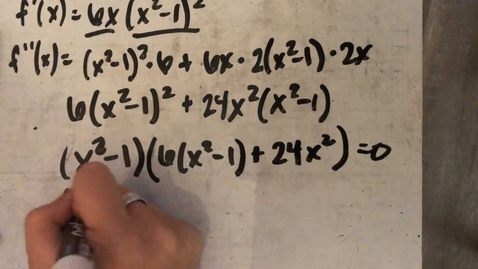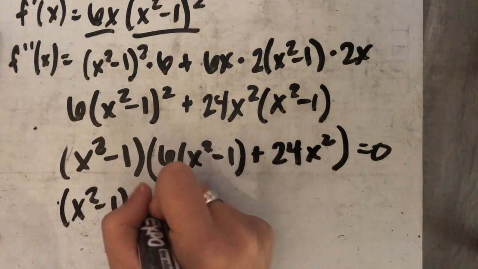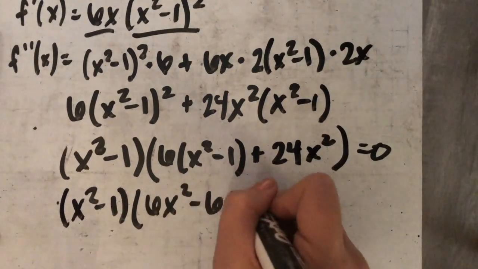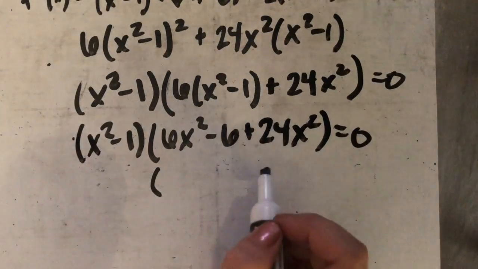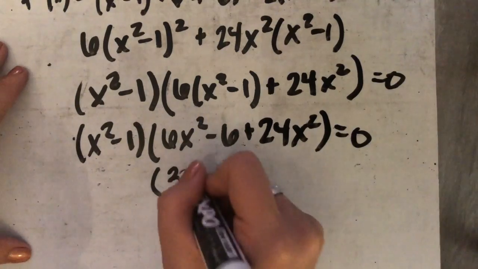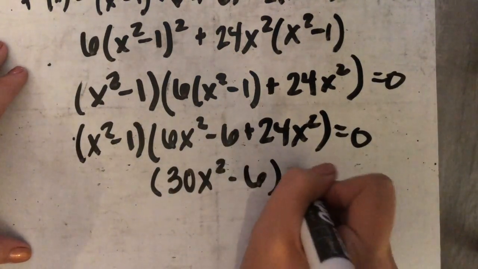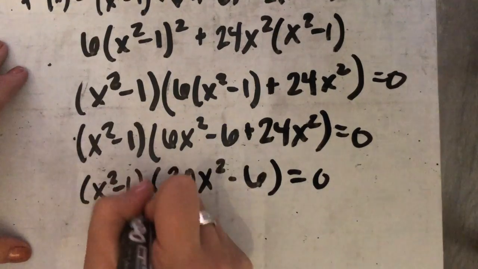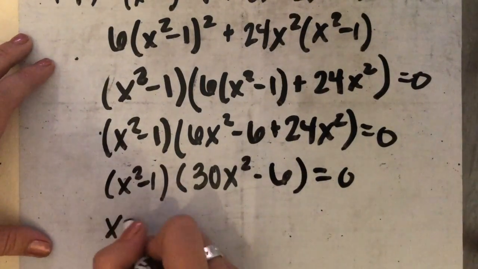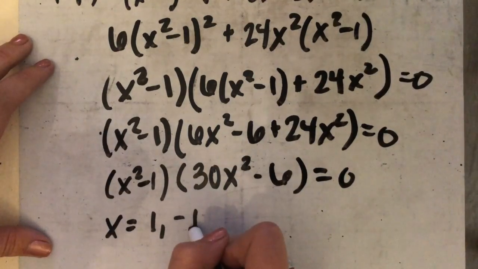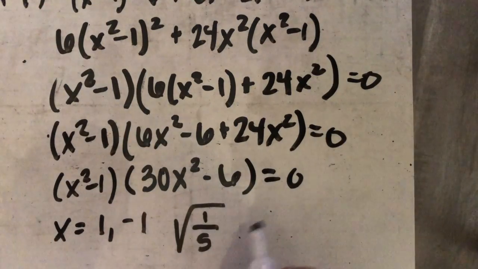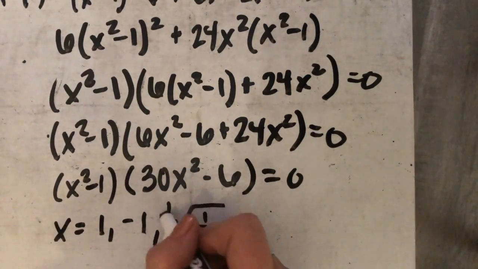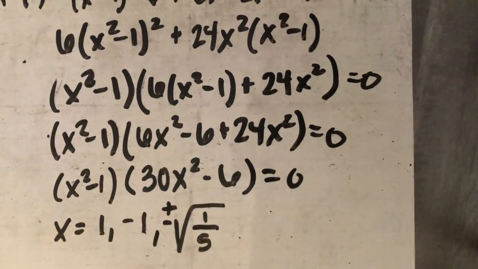So now I can simplify this. I would have x squared minus 1 times 6x squared minus 6 plus 24x squared. So I'm going to have some like terms I can combine. Here I have 30x squared minus 6 equals 0, and x squared minus 1 equals 0. So then from here, I would have that x would equal 1 and -1. From here, I would have x equals the square root of 6 over 30, or the square root of 1 over 5. And whenever I take the square root, I have a positive and a negative. So I actually have 4 potential points of inflection there.